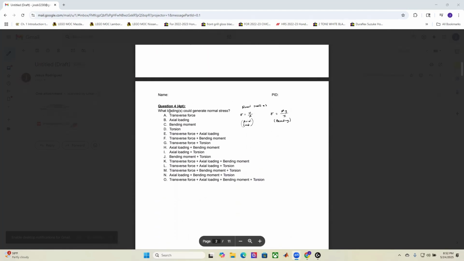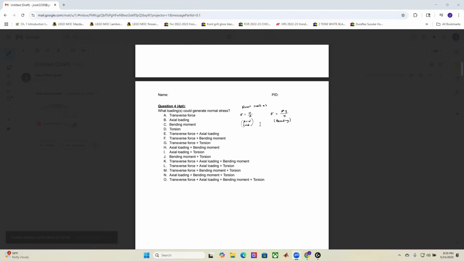Okay, for question four, what loading could generate normal stress? There are actually two normal stress equations that we've used throughout this course, which are sigma equals N over A and, as I stated, sigma equals My over I, which is inertia.